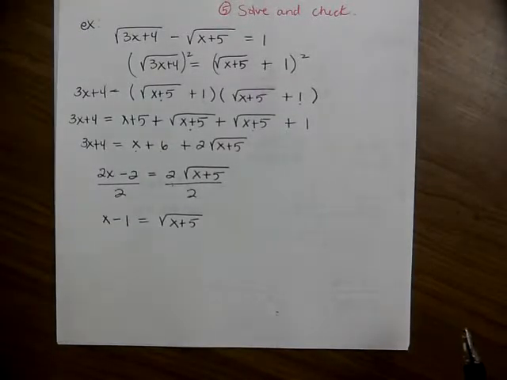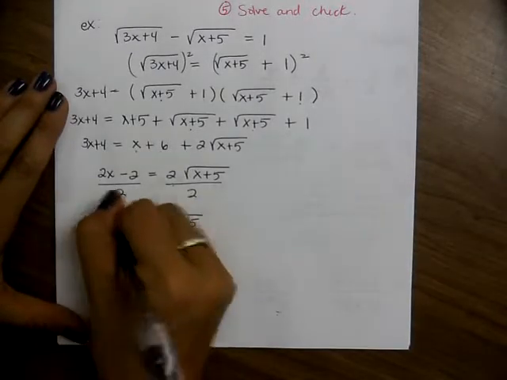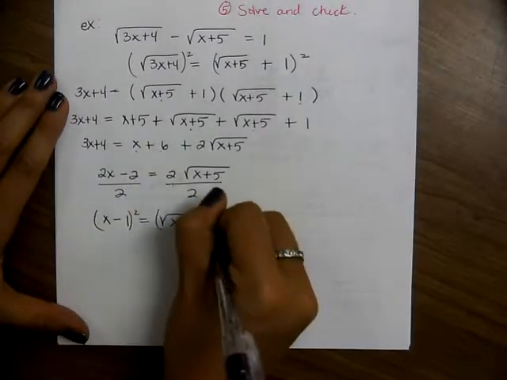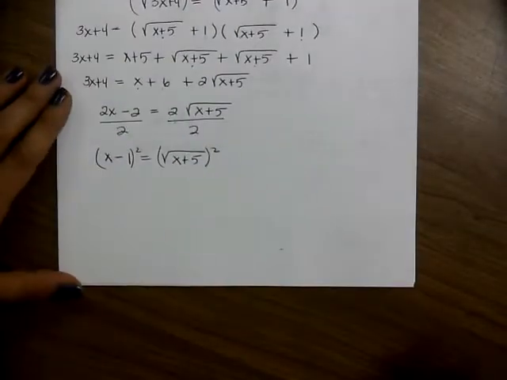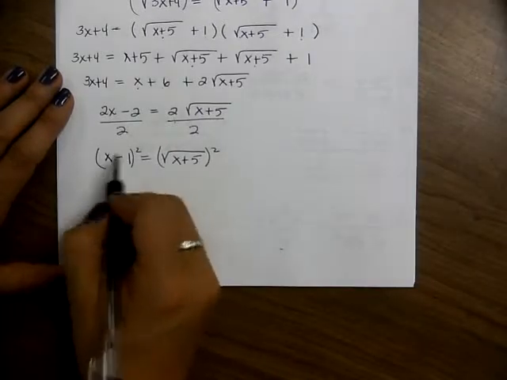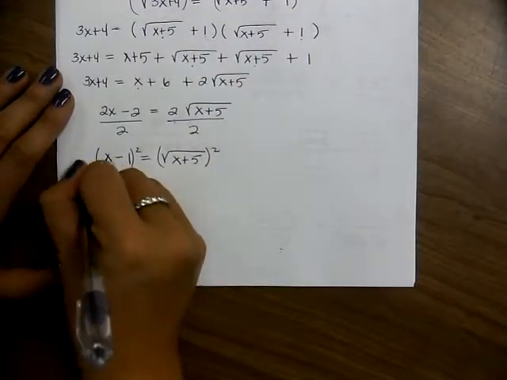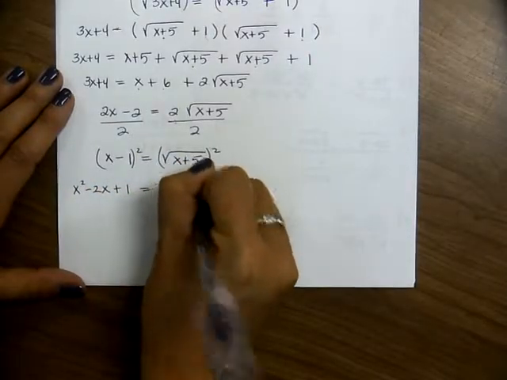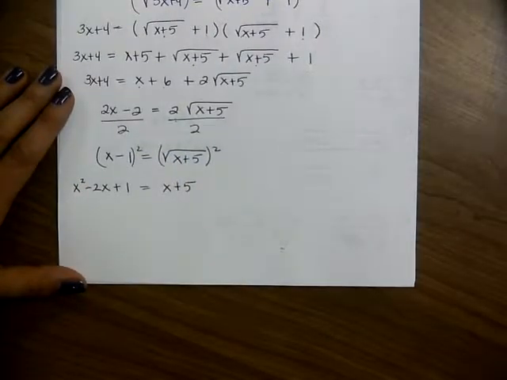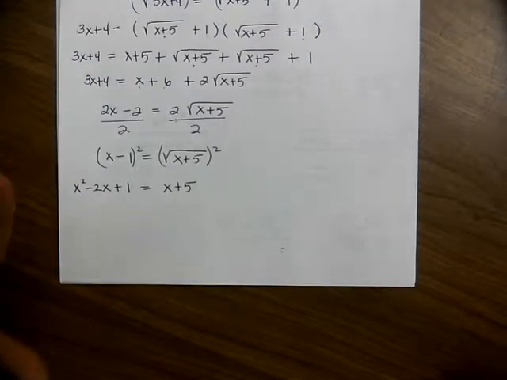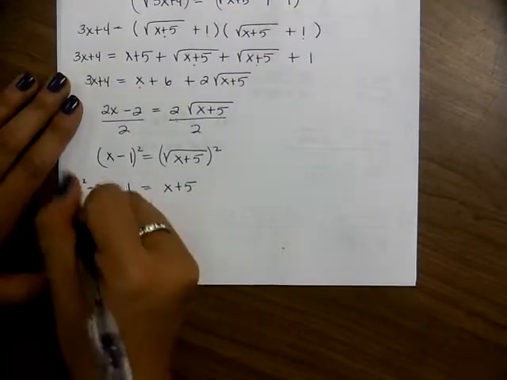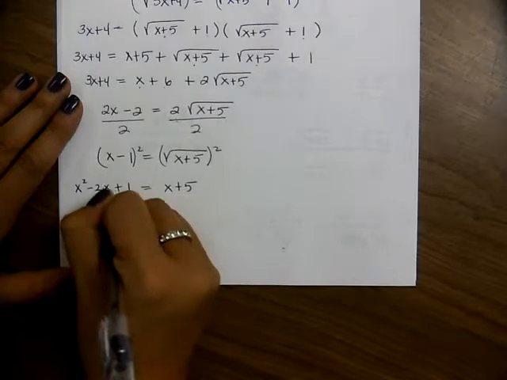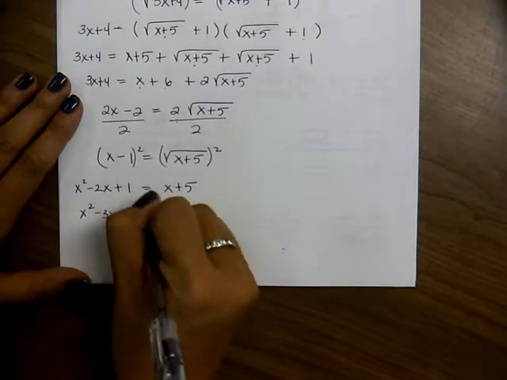It seems like I should be done with this problem, but I'm really just getting started, right? Because now I got to square this again. So it's time to square both sides again. I have to FOIL this or distribute it. I get x squared minus 2x plus 1 equals x plus 5. I then have to bring everything to one side. So I get x squared minus 3x minus 4.